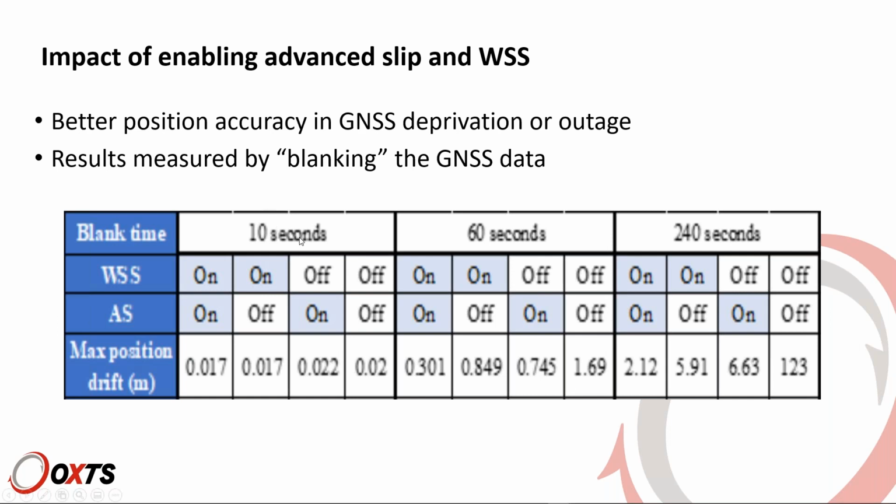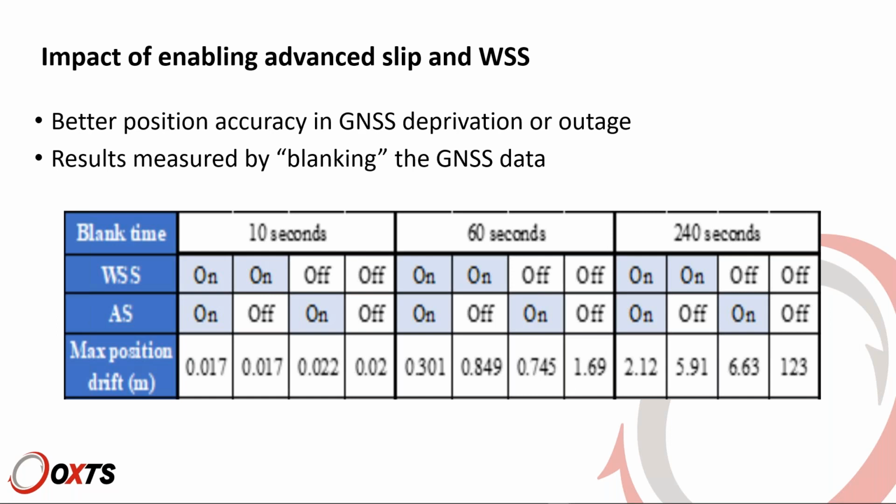So at 10 seconds, there is no big difference, but at 1 minute, you can already see a significant difference between having them both enabled, 30 centimeters drift after a minute of complete GNSS outage, and about 1.70 meters when you have neither. After 4 minutes of complete GNSS outage, if you have them both, then the drift is just 2 meters. If you do not have any aiding whatsoever, then the drift can be above 100 meters. Even by just having advanced slip enabled, so no external equipment, just something that is already available on our system, you can limit the drift after 4 minutes of complete GNSS outage to about 6.5 meters.